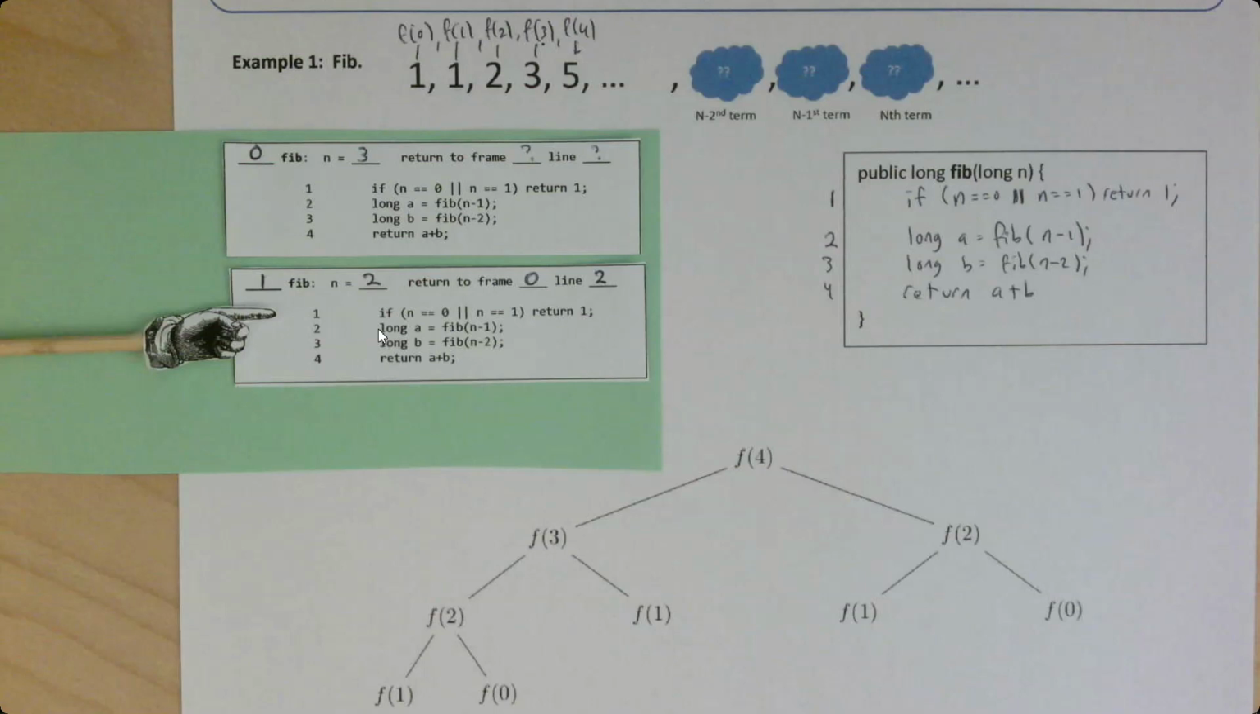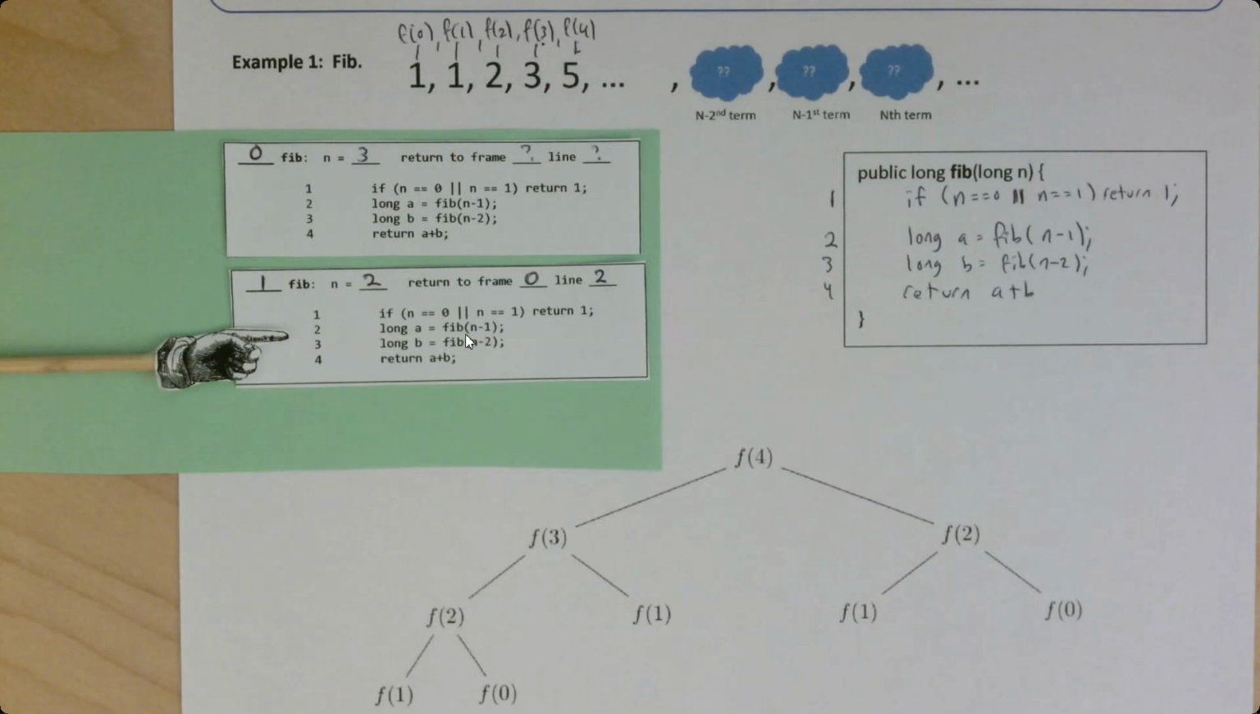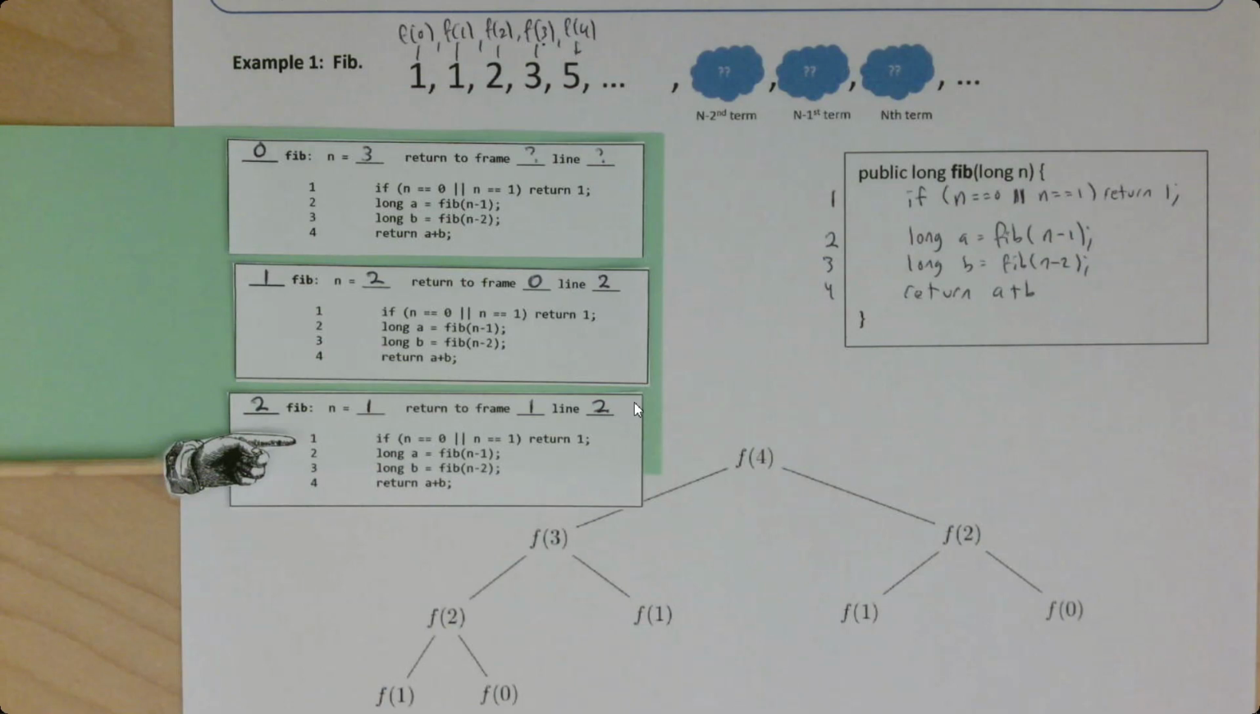And so now we move down to the next line, and that's going to run another copy of fib, only this time it's going to be n minus 1, and we're using our own copy of n. So it's going to run fib of 1. So here we are running fib again with an input of 1, and we know that when this one's done, it's going to go back to where it came from, which is stack frame 1 on line 2. Okay, so do we hit the base case? Aha! Now we do, because the input was 1. And so we're going to return 1.